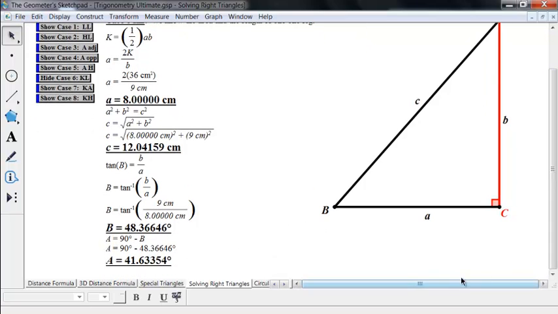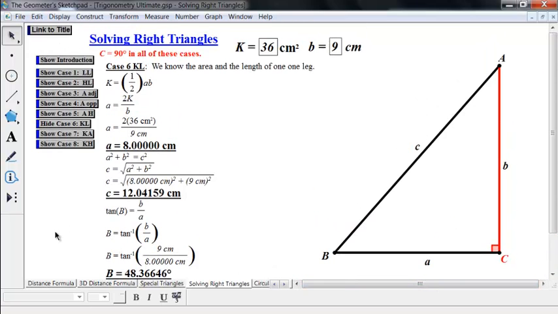Okay, and as always, you can come back to this sketch to practice some problems and check your answers. Of course, you won't be able to do this without the sketch for the exams.